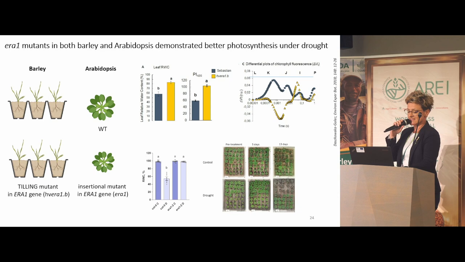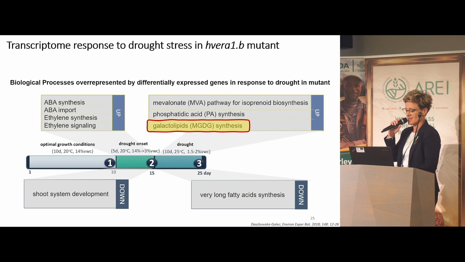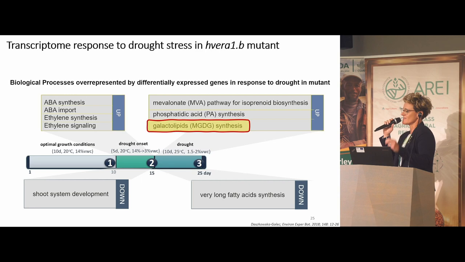So then we looked closer at the gene expression. And what we noticed, the genes which were upregulated after drought stress in the ERA1 mutant were involved in galactolipid synthesis. And galactolipids are the special lipids which build the chloroplast membranes, the thylakoid membranes. So we asked a question, can there be a link between better photosynthesis in the ERA1 mutant and the cause of that?